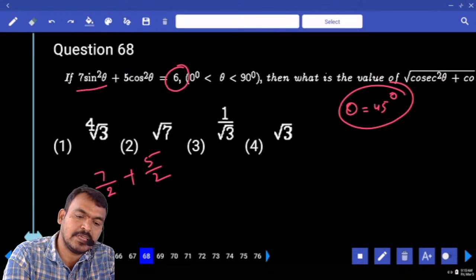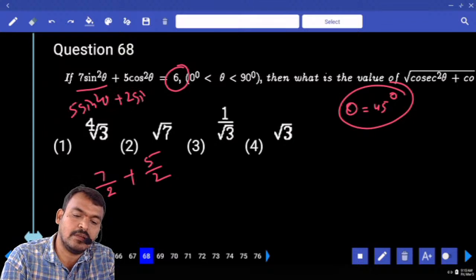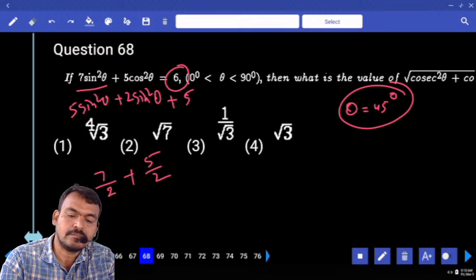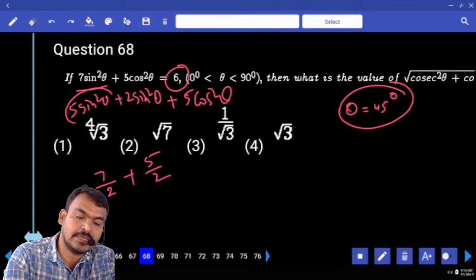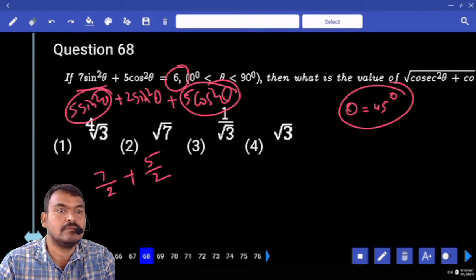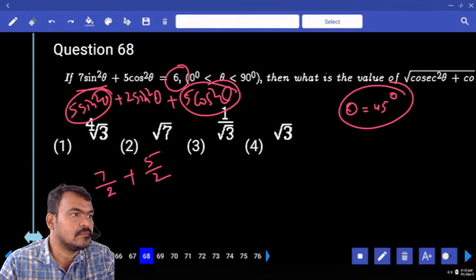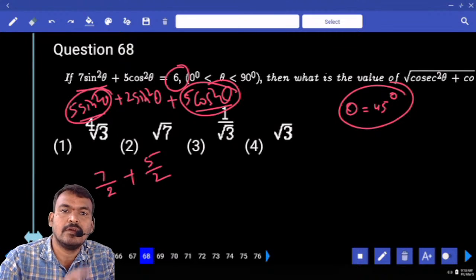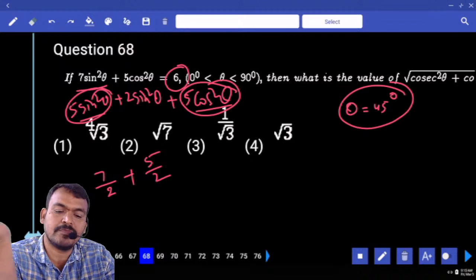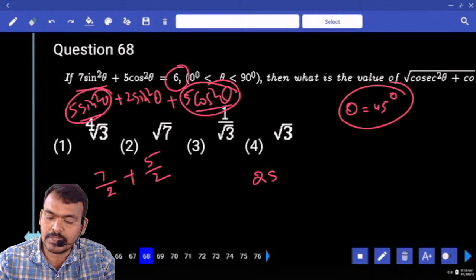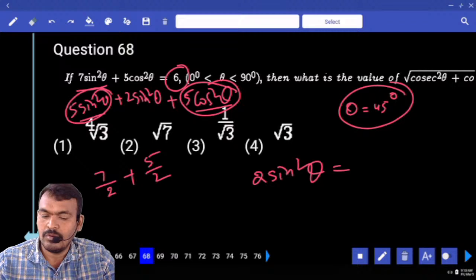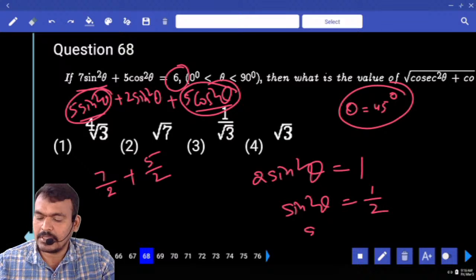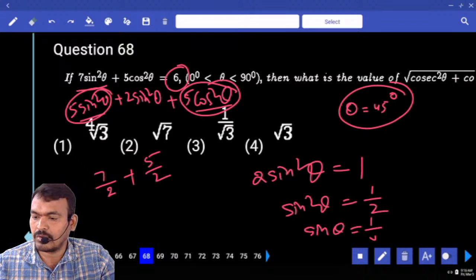Or else, we write 7 sin square theta as 5 sin square theta plus 2 sin square theta. 5 sin square theta plus 5 cos square theta is 5 times sin square theta plus cos square theta, which gives 5. Moving it across, 6 minus 5 is 1. So 2 sin square theta is equal to 1, then sin square theta is 1 by 2, and sin theta is 1 by root 2.